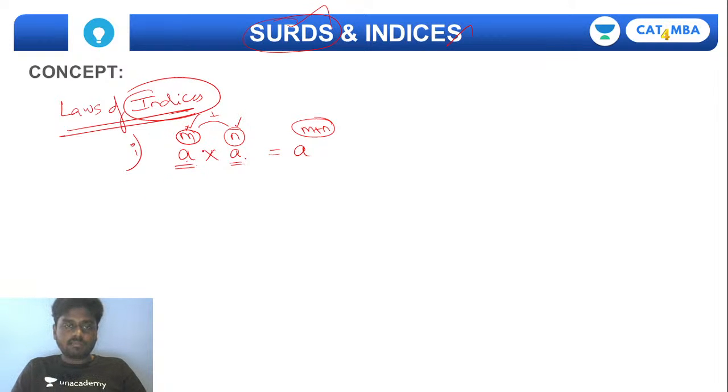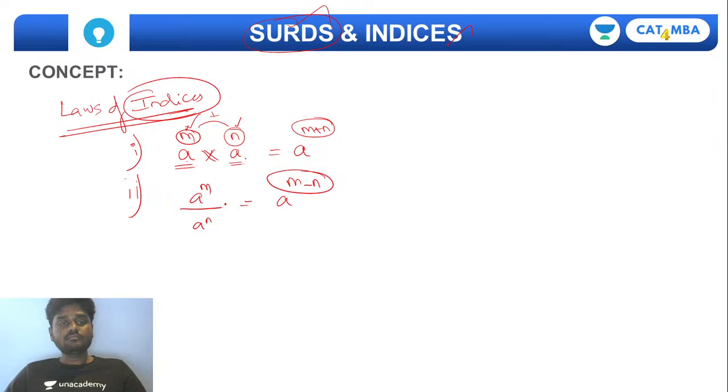That's for multiplication. What if they are in division? That is a power m by a power n. If they are in division, it becomes a power m minus n. So if they are in multiplication, add the powers; if they are in division, subtract the powers, that is, subtract the denominator power from the numerator power.